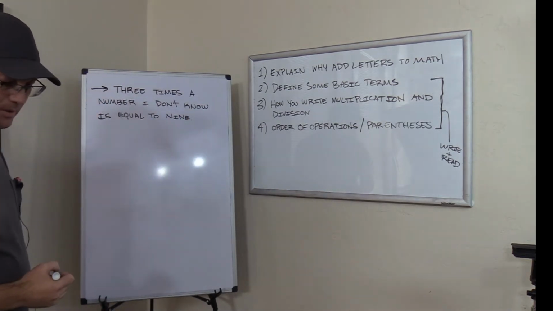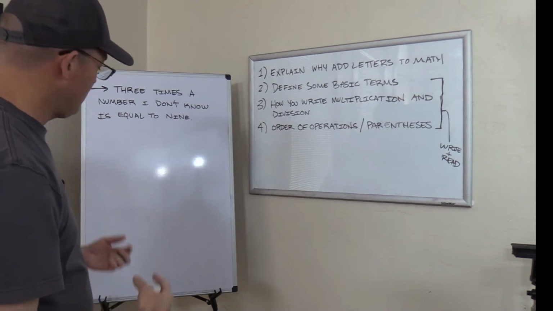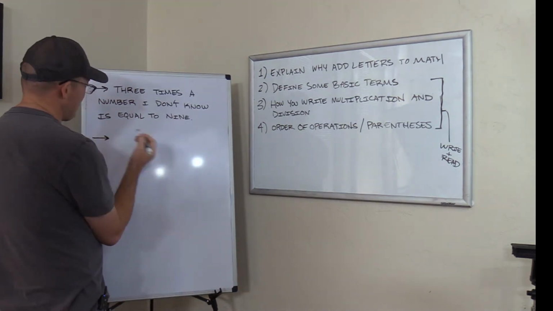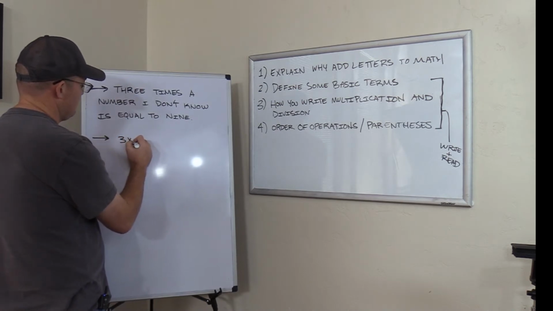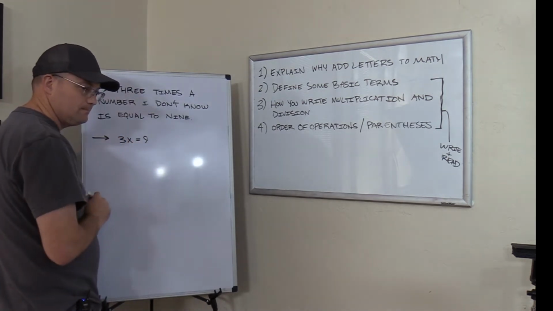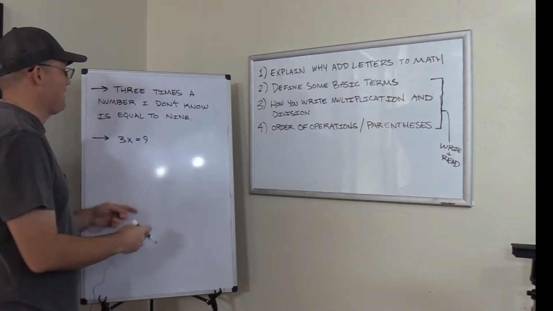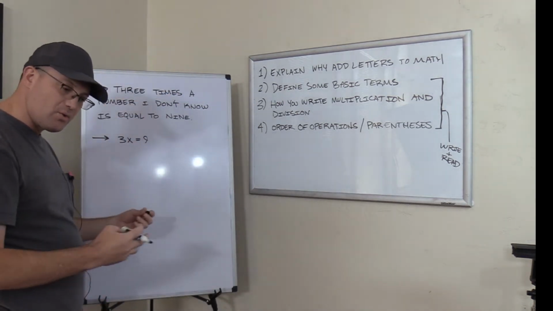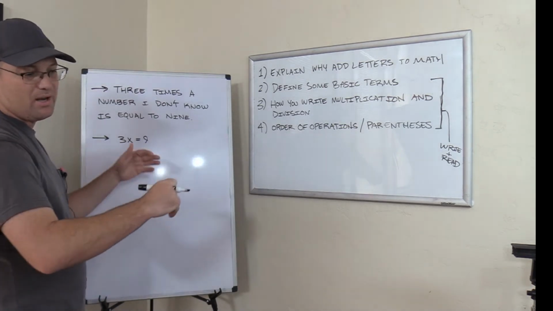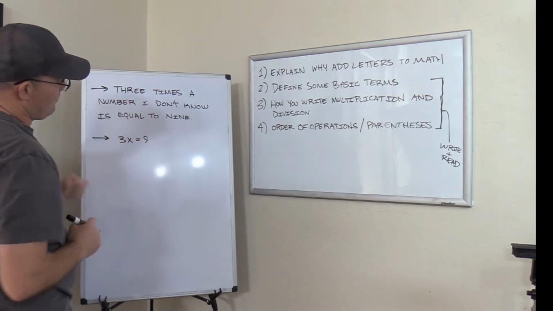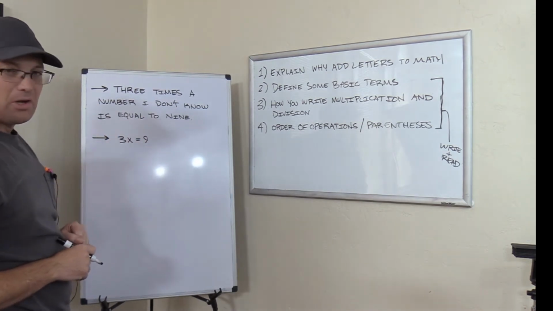Now here's how we do that in algebra using numbers and letters. In algebra we just say 3x equals 9. It's a lot shorter, isn't it? And that's why we add letters to math. It's a form of what they call shorthand. In other words, it's a way to take a shortcut. It's a way to take all these words and say it with just 4 letters and symbols.